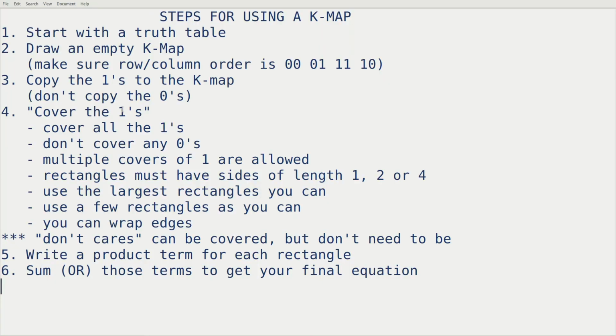So what is a dual? Copy the zeros to the K-map instead of the ones. Don't copy the ones. Cover all the zeros. Don't cover any ones. Multiple copies of 0 are allowed. Rectangle sides are still the same. Largest rectangles, few rectangles, wrap the edges. And then we're going to write a sum term corresponding to each rectangle, and then we're going to take the product or the AND of those terms to get your final equation.